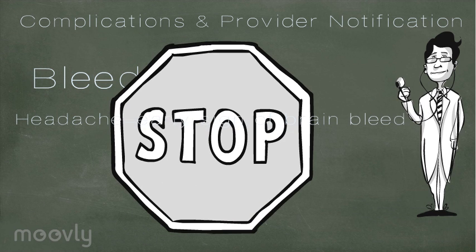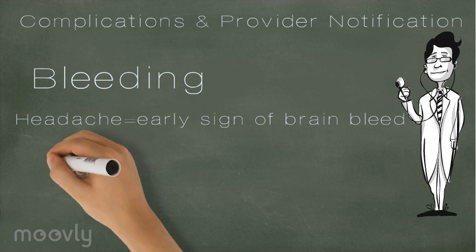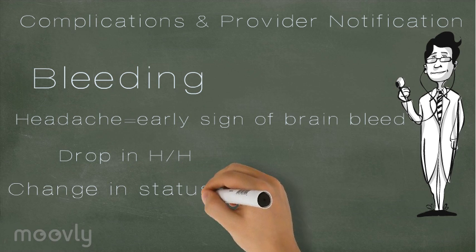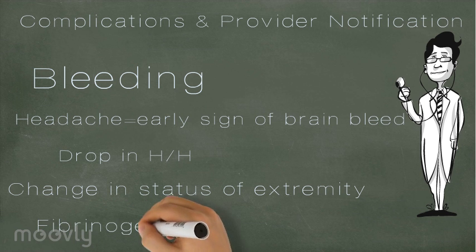Stop the tPA infusion immediately and notify the physician for sudden decrease in level of consciousness, headache, nausea or vomiting, new neurological deficits, evidence of bleeding or lip swelling, or evidence of an allergic reaction. Notify the physician for a hemoglobin drop of more than 1 gram in 6 hours, any change in peripheral pulses, temperature, or neurological status of the catheter extremity, or a fibrinogen level less than 150.